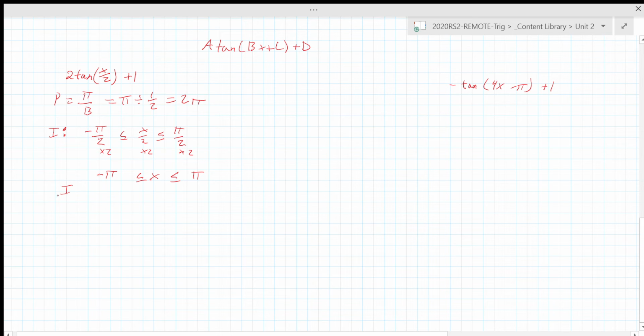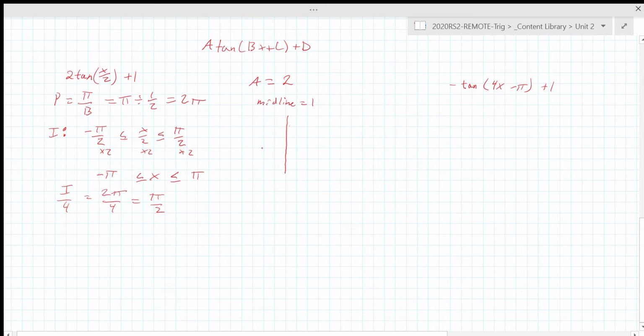Then we're going to take our interval size and divide it by 4. So that's going to be the period divided by 4, or pi halves, and that's going to help us label the x-axis. We have an amplitude here of 2 and a midline of 1.